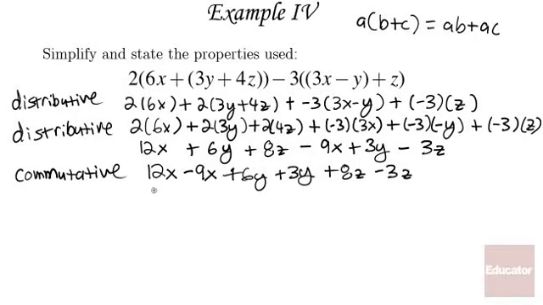So simplifying this using first the distributive property to remove the outer parentheses, then the distributive property to remove these other sets of parentheses, the commutative property to reorder this to group like terms, and then simply adding or subtracting.